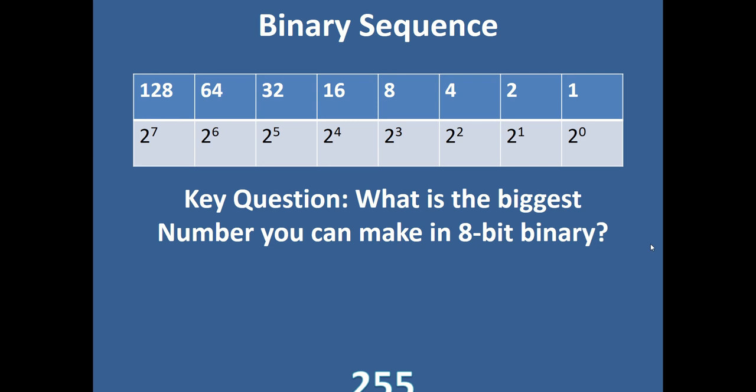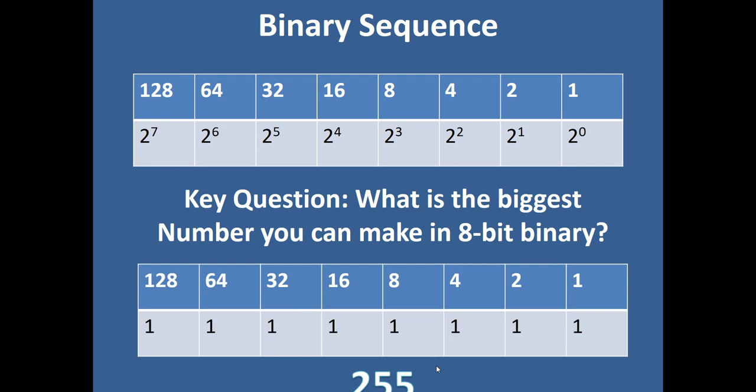Now that means what's the biggest number you can make in binary? And you can see it on the screen already, 255. That would be if all our ones are on. Don't get confused here. 2 to the power of 7 would give us 128. But we've got 8 options. So 2 to the power of 8 is actually 256.